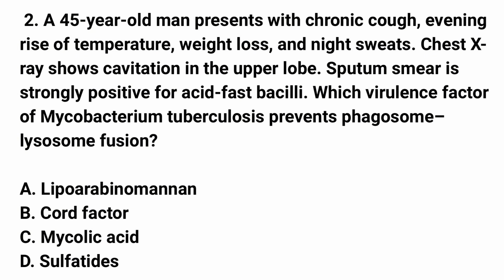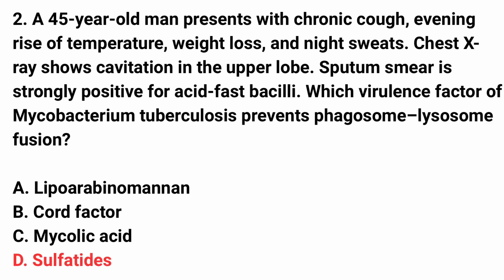Question number 2. A 45-year-old man presents with chronic cough, evening rise of temperature, weight loss and night sweats. Chest X-ray shows cavitation in the upper lobe. Sputum smear is strongly positive for acid-fast bacilli. Which virulence factor of Mycobacterium tuberculosis prevents phagosome-lysosome fusion? Lipoarabinomannan, cord factor, mycolic acid, sulfatides. The right answer is option D, sulfatides.